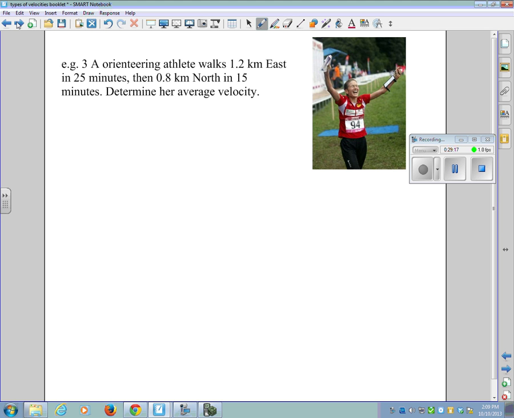Okay, orienteering athlete walks 1.2 kilometers east in 25 minutes, then 0.8 kilometers north in 50 minutes. Determine her average velocity. I hope you're working in pencil. Oh, man. I don't know how you can do these things. Am I on the right track here? Sure. The answer to that is no! I already know that. Which is what I said, I hope you're working in pencil. One surefire way of making sure you don't make a mistake like this is to force you to make this mistake and then erase it.